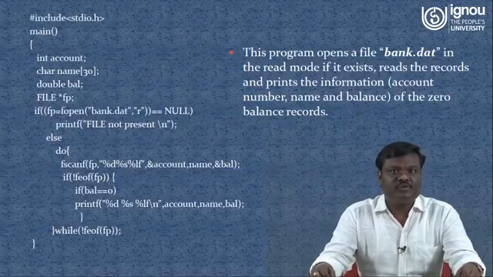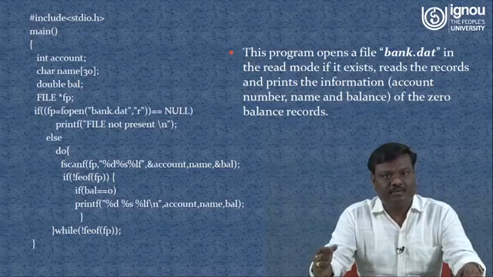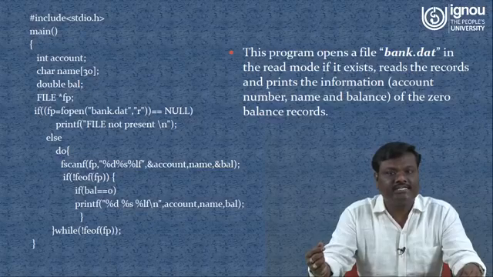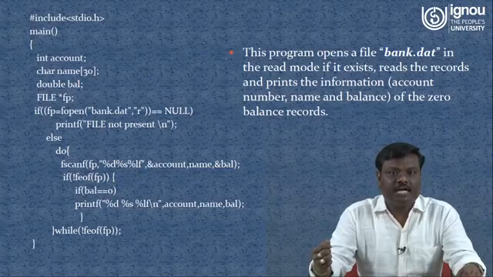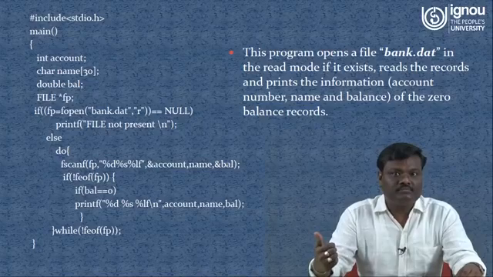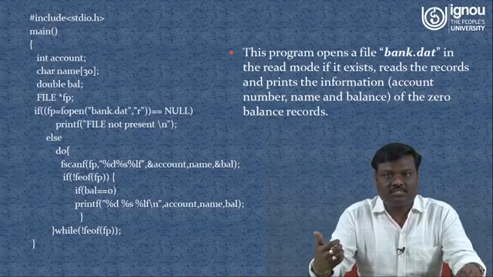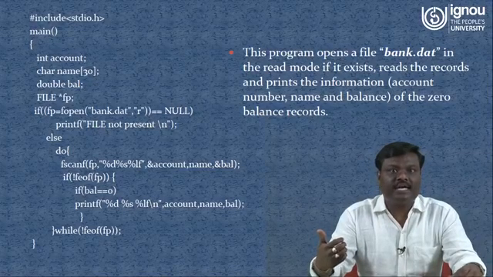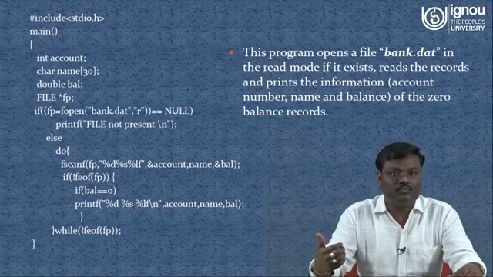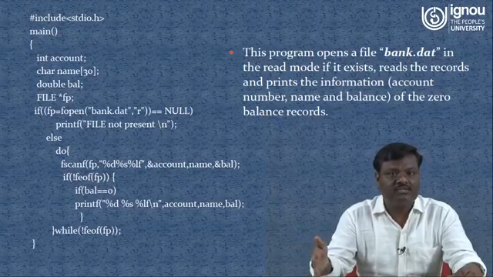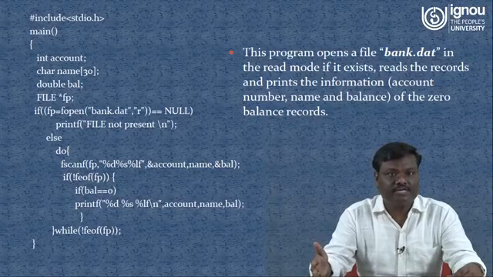So this is a simple program which opens a file, bank.data, that is available on your hard disk, and we are opening it in the read mode. Then it will read all the records, and wherever the account balance is 0, those records will be printed. Suppose there are 100 records and only 2 records have a balance of 0, those 2 records will be printed. So here you can see the first are the declaration statements and then fscanf.